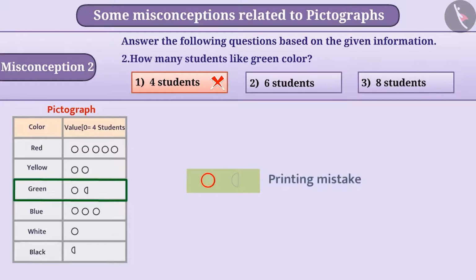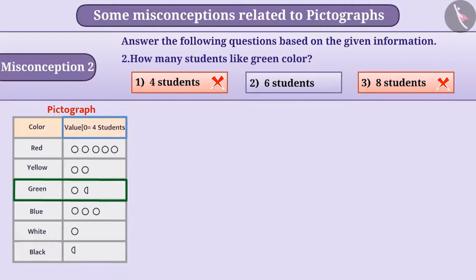Similarly, assuming printing error, some children consider the indicated symbols as 2 complete symbols and think that the students who like green color are 4 plus 4 is equal to 8. So, they give the answer to this question as option 3, but this is also an incorrect answer.